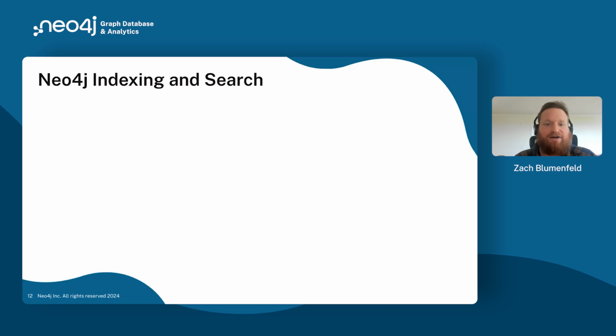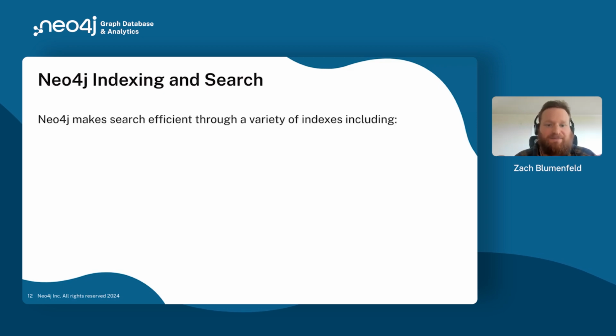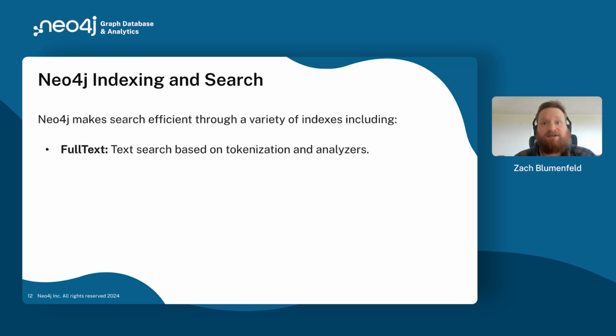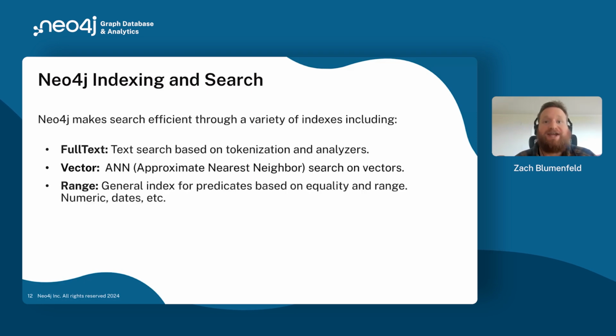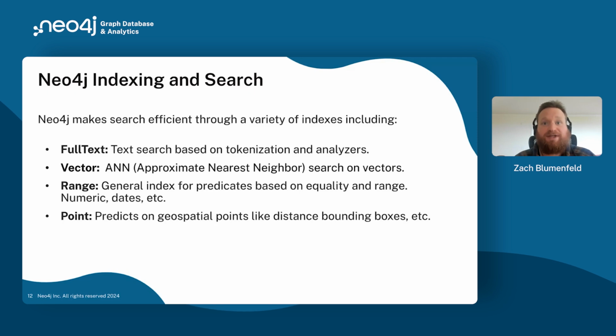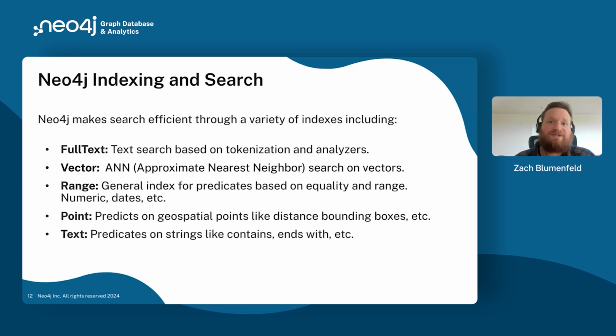And Neo4j allows for a lot of different types of indices to enable search on this data, in addition to Cypher and some of the graph traversals that you will see later. So that includes full text search, your Lucene-based tokenized search, vector search with approximate nearest neighbor, and range indices, which allow for your standard B-tree and normal predicates that you would use for equality and range for numbers and dates. You have geopoint indices, as well as text indices. So all of these things we can use together with graph traversals to retrieve additional information.